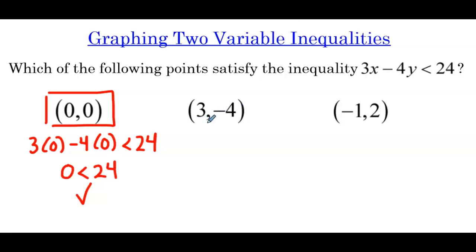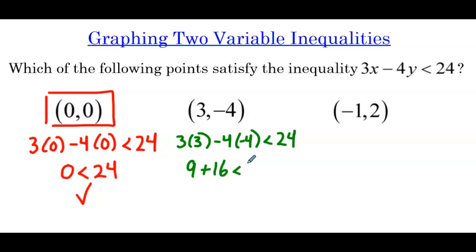Our next point is 3, negative 4. So again, we're going to plug in. We're going to substitute 3 in for x and negative 4 in for y and see if that's less than 24. So we have 9 plus 16, which is 25. Is 25 less than 24? That is not a true statement. So that means the point 3, negative 4 is not in the solution set of this inequality.